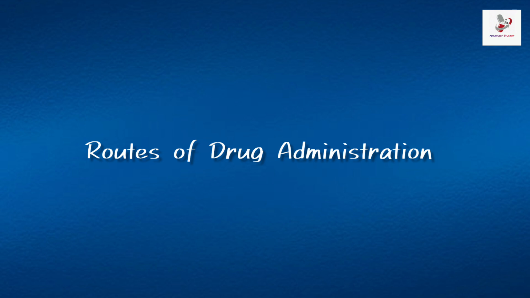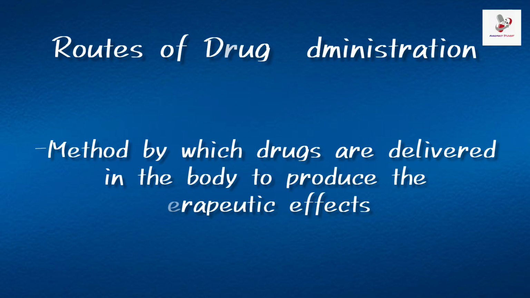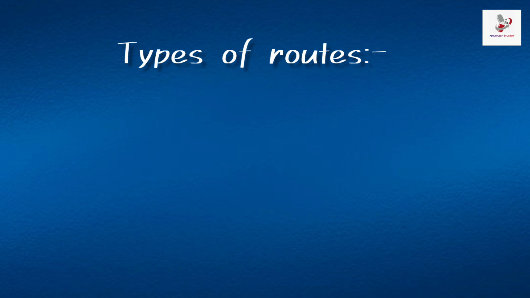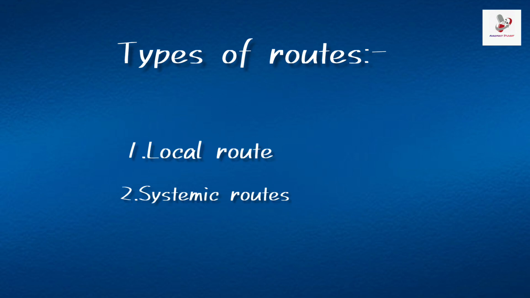And today's topic is about routes of drug administration. In pharmacology, the routes of drug administration refer to the method by which drugs are delivered into the body to produce the therapeutic effect. The choice of the route in a given patient depends upon the properties of the drug and the patient requirement. The routes of drug administration are broadly classified into two types. First one is local route and second one is systemic route.